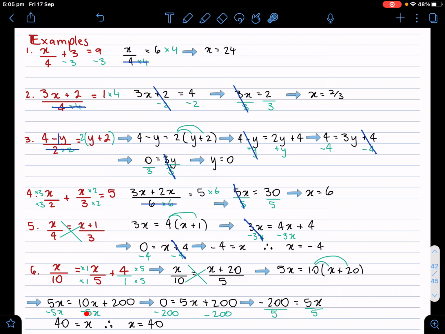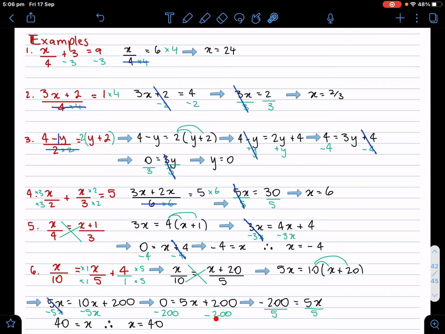So I'm going to minus 5x on both sides. Whatever I do on one side, I have to do on the other. Well, that eliminates this. So now I have nothing left on that side, which means I write 0. 0 equals 5x plus 200. Now remember the next rule. Leave whatever is directly with the pronumeral to last. So we're going to leave the 5x to last. We're going to get rid of the plus 200 first.